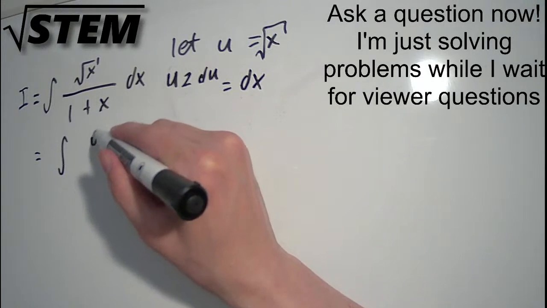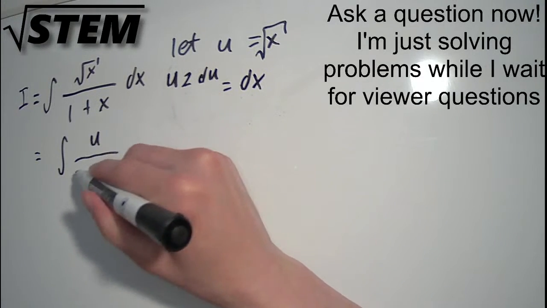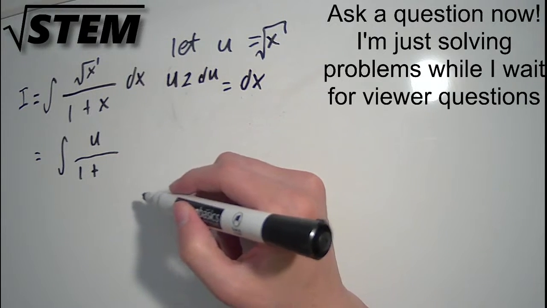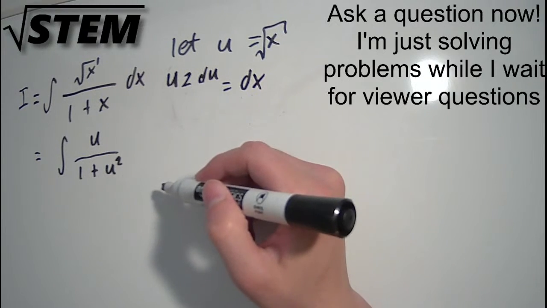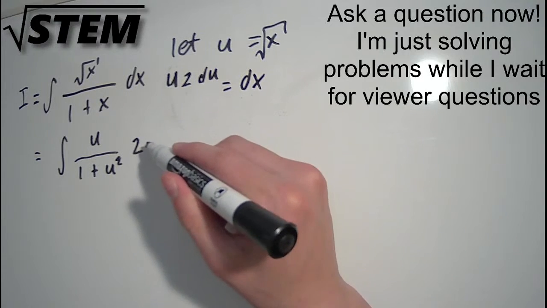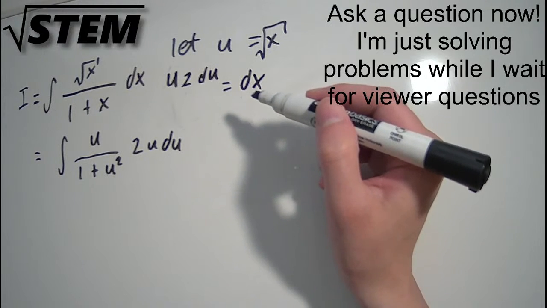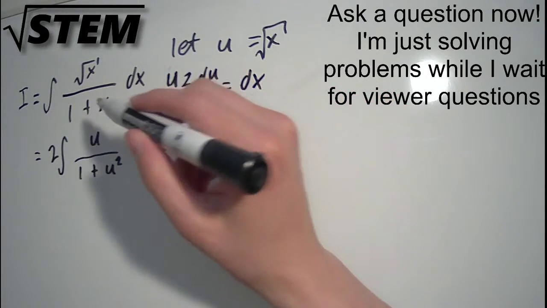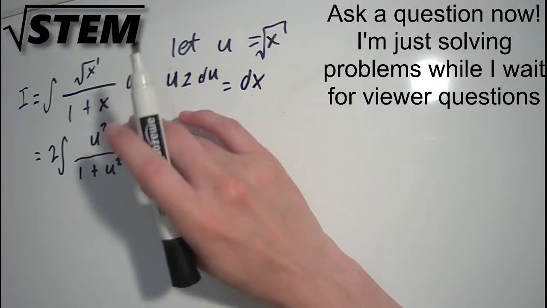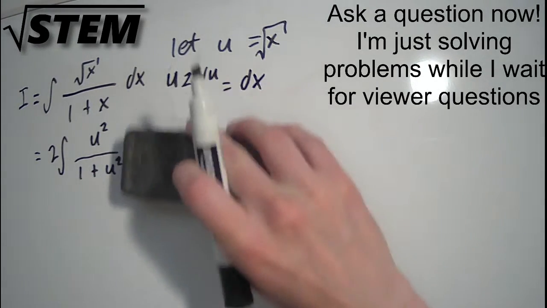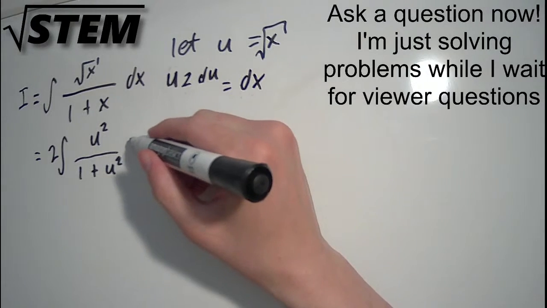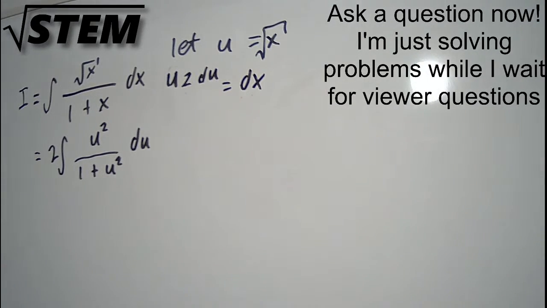So we would have u on top. We'd have 1 plus u squared, and then dx would give us 2u du. So overall we would get 2 times the integral of u squared over 1 plus u squared du. Does that put us in a better place?